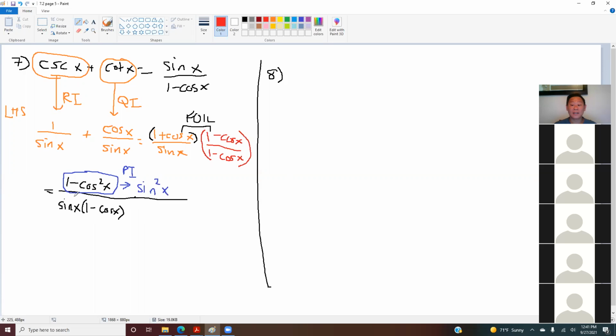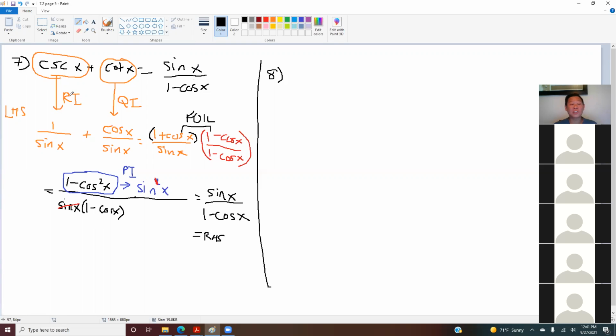We can cancel the sine x, and sine square, when you cancel, you still get sine x because this is like sine times sine. So one of the sines cancels. So what you're left with in this case is what? The top one you get is sine x. The bottom one you get is 1 minus cosine x. And this is your right-hand side, which is the same as this one.